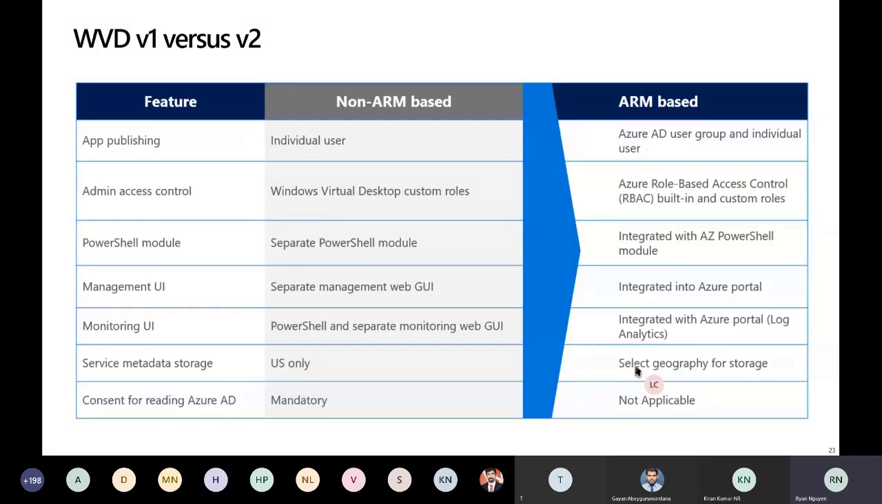From a monitoring perspective, it's integrated into the Azure portal using Azure Log Analytics and some Azure monitoring services, so it's better. And with WVD metadata storage, non-ARM only stores the metadata in the US, but ARM gives you the choice to select the geography for storage.